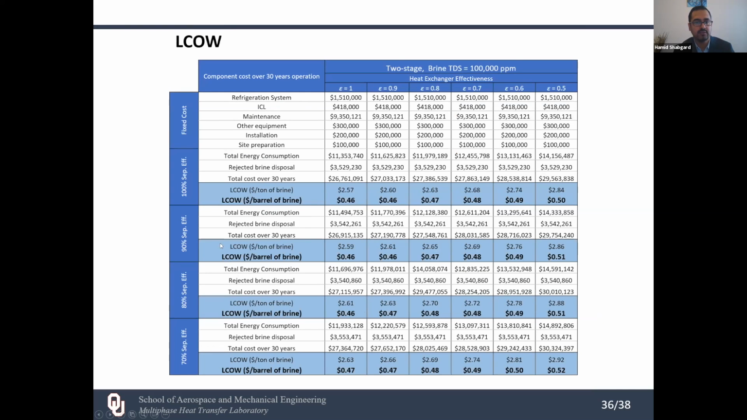And we did some parametric studies on the levelized cost of water under various design operations, including the heat exchanger efficiency and the separation effectiveness, and as a function of the TDS of the input brine. For a TDS of 100,000, the average price was about $0.50. And then for 200,000 ppm, about 60 cents. And the highest TDS that we considered was 300,000. And as you see, the price was around 70 cents.